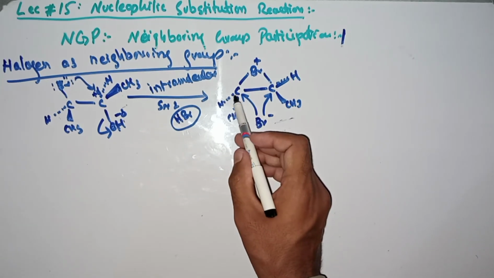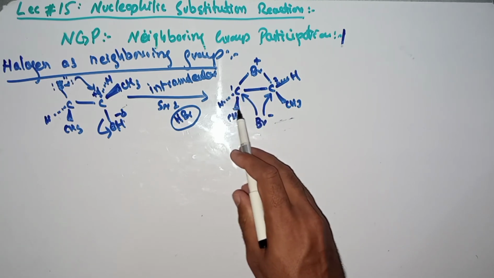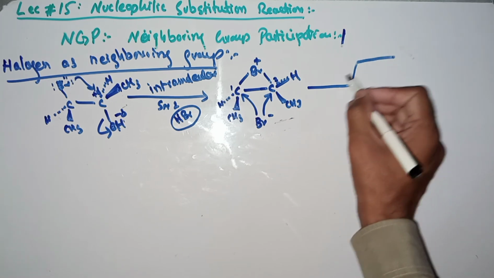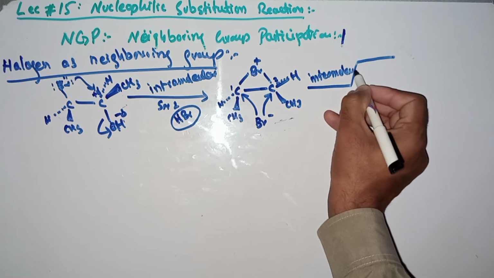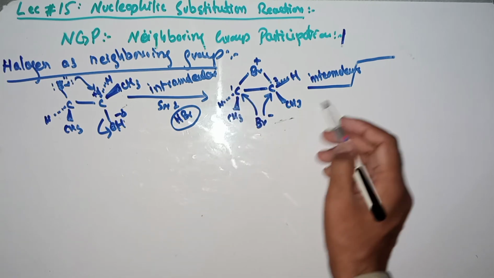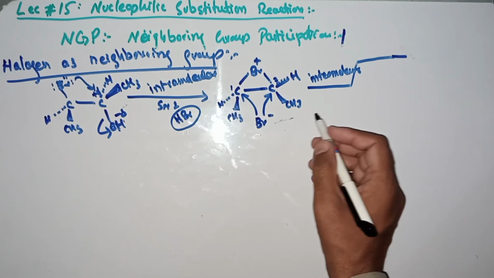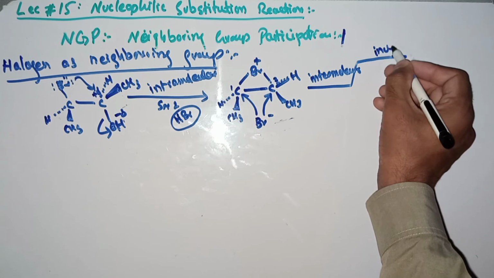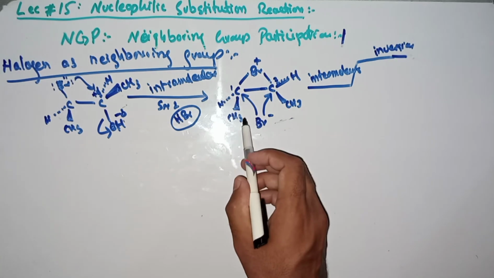When they attack on this carbon, let's suppose this is carbon number 1, this is carbon number 2. When they attack on carbon number 1, they generate the product that will be intermolecular, because it is between two molecules, that is the bromide molecule and also the other molecule. So the product, when they attack on carbon number 1, will be the inversion product. Why will it be inversion? Because it will attack from the back side.